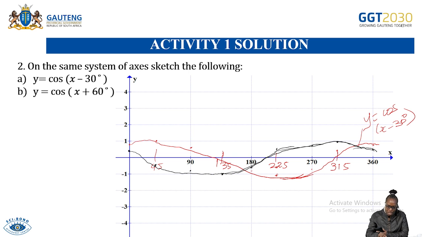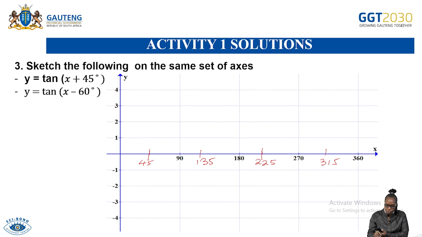You can see there's a shift from the x minus 30, which has shifted from the parent graph to the right. And when I say plus 60, it's shifting to the left now. You can see there's a shift to the left. Okay? That's what is happening. All right.